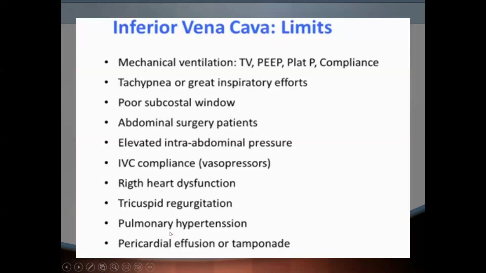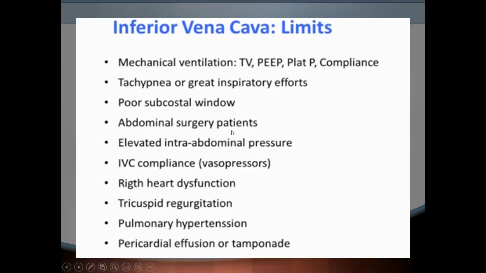A limitation of the IVC, as we said: if the patient is on mechanical ventilation with low tidal volume, high PEEP, high plateau pressure or low compliance, or the patient is tachypneic, and you want to use the dynamic measurement or IVC distensibility, you have to keep the patient on sedation. Not all patients can be given sedation, even in the ER or emergency department.